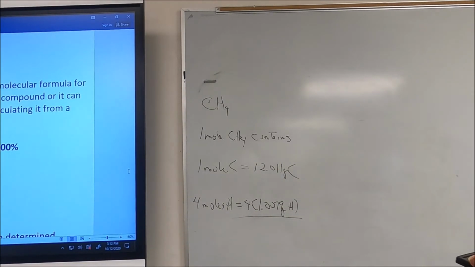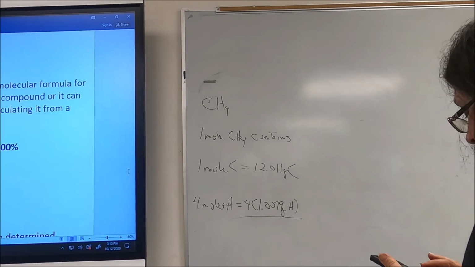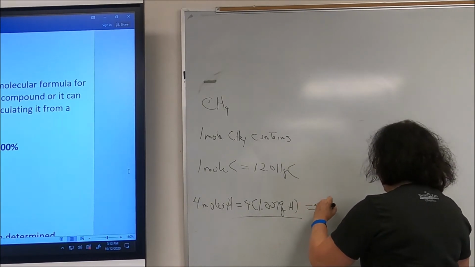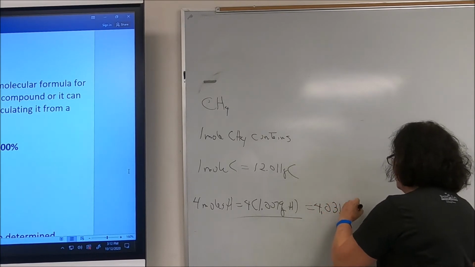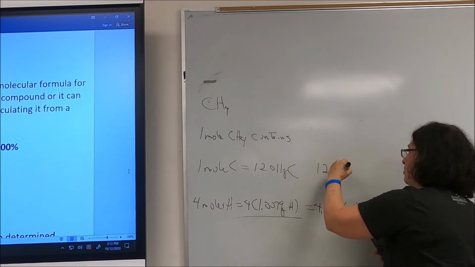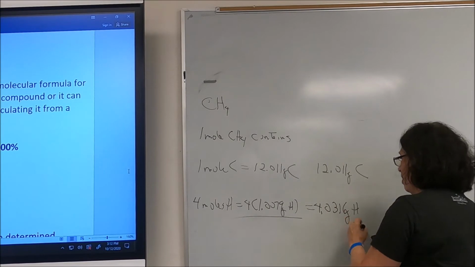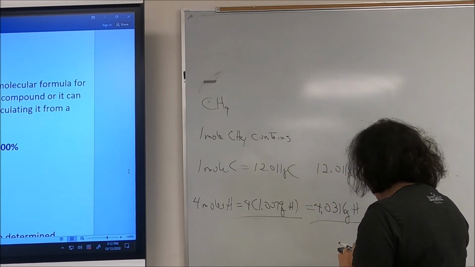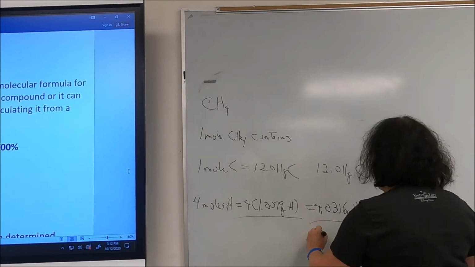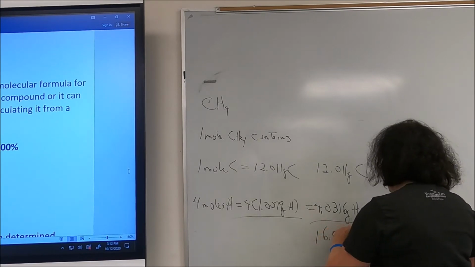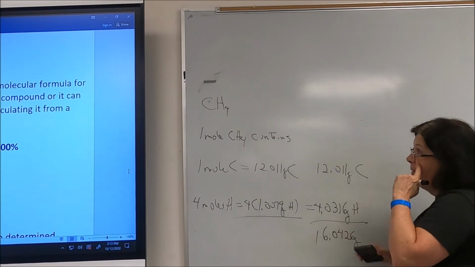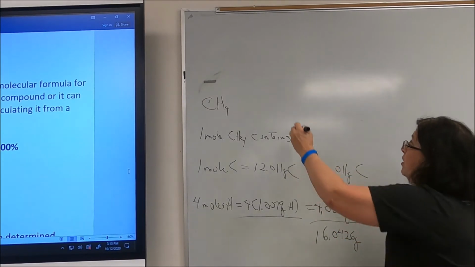Okay? So 4 times 1.0079, that's 4.0316 grams of hydrogen, and 12.011 grams of carbon. If I add those together, I get 16.0426 grams as the molar mass of CH4.